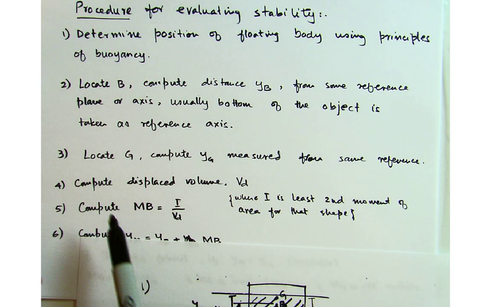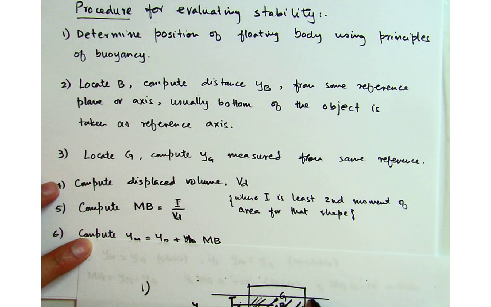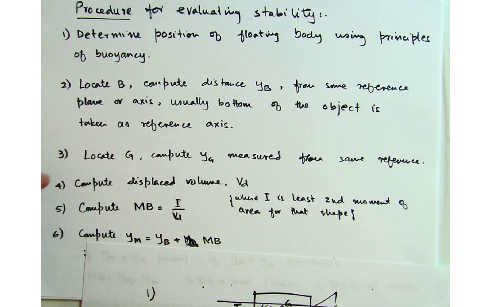The next thing is compute the displaced volume. We can find out what the displaced volume would be, because you have the height of the fluid, then the length and the width, so we will be able to compute the volume, in this case length times width times the height. Okay, so this is point 4.